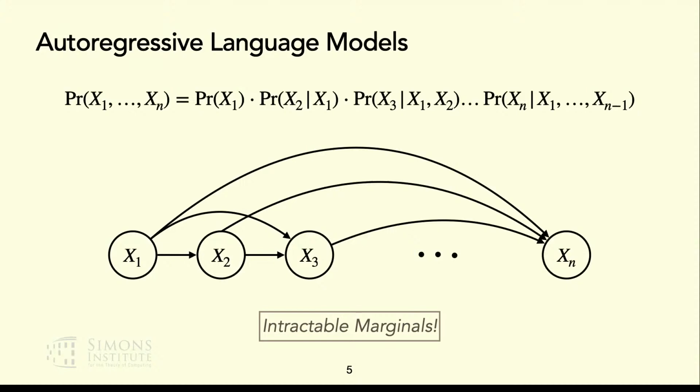By some classic results, computing marginals for Bayesian networks with these structures is intractable.